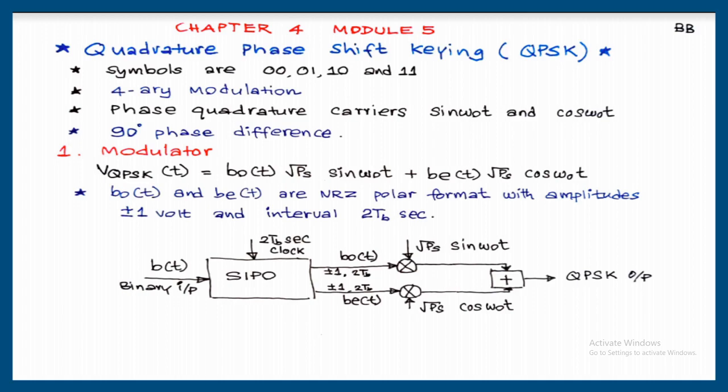For the previous case, that is BPSK, there were only 2 symbols. So the phase difference was 180 degrees because the total phase is considered as 360 degrees. So 360 by 2, 180 degrees was the case for BPSK. Now there are 4 symbols. So 360 divided by 4, so 90 degree phase difference is needed for 2 adjacent symbols.